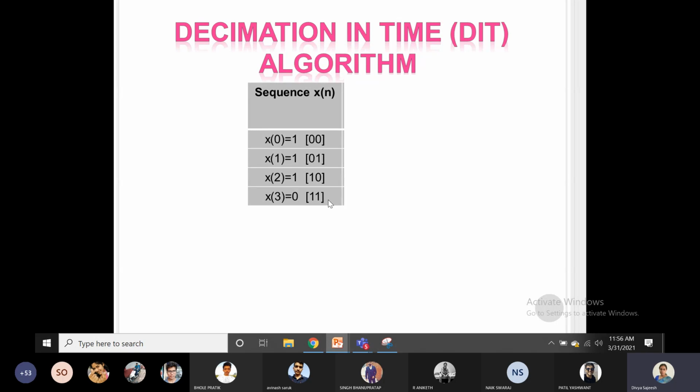Now we have to write them in the reverse bit order. We have to reverse the position of the bits. Don't take the complement of 1s and 0s. Don't do that. Maybe in this case none of it will be applicable. So just reverse the position of the bits. Don't do the complement of 0s and 1s.